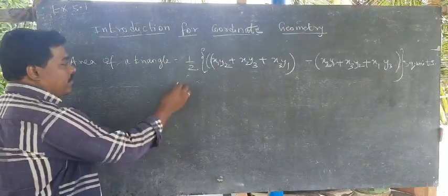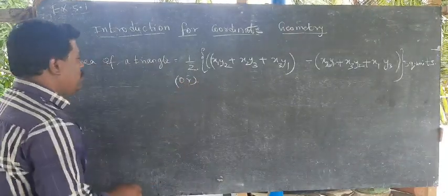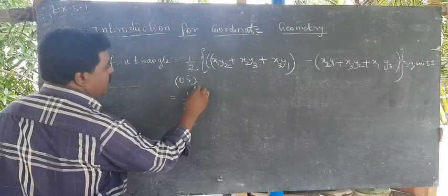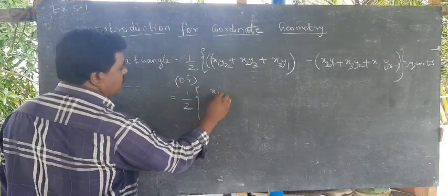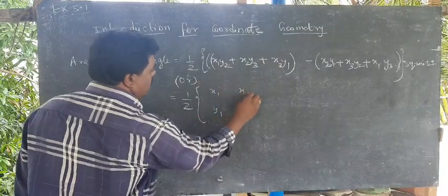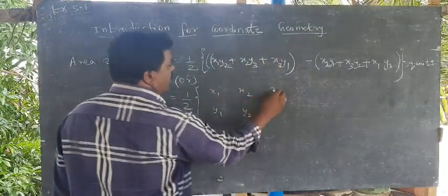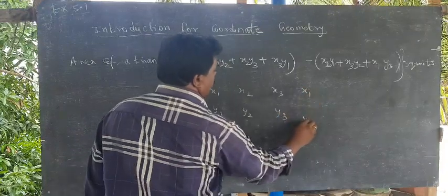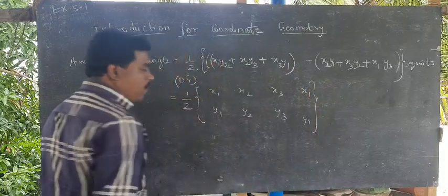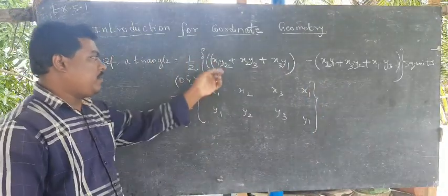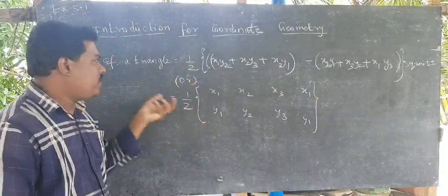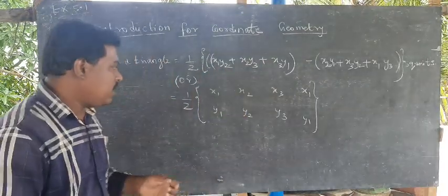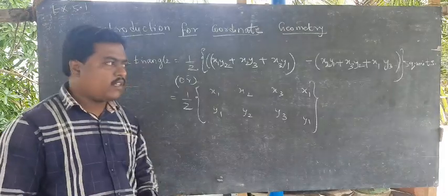So for this formula, another form is what? Area of the triangle is equal to 1/2 of the determinant x1 y1, x2 y2, x3 y3, again x1 y1. Both are the same. From the examination point of view, for the area of the triangle we have to write this formula and then apply the values, or we have to use this formula, right?